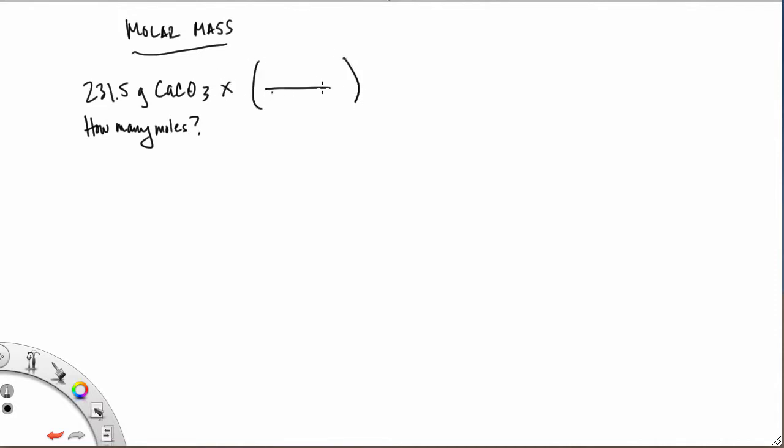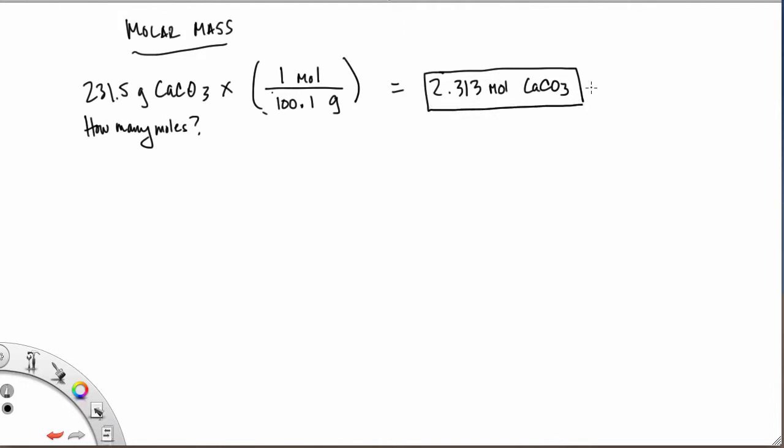I can set up my conversion factor. Moles is going to go on the top, 1 mole, grams will go on the bottom. And this will be the molar mass of calcium carbonate, which we had just calculated to be 100.1 grams. So my problem becomes 231.5 divided by 100.1. And I get 2.313 moles of calcium carbonate. Remember that we rounded to the proper number of significant figures here.